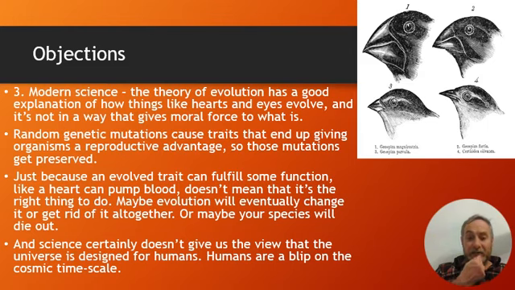And at any rate, science certainly doesn't give us the view that the universe is designed for humans. On a cosmic timescale, the dinosaurs came and went, humans will likely come and go, and some other life form will dominate the Earth. So if you're attuned to a modern scientific worldview, it's pretty different from the one of natural law theory.